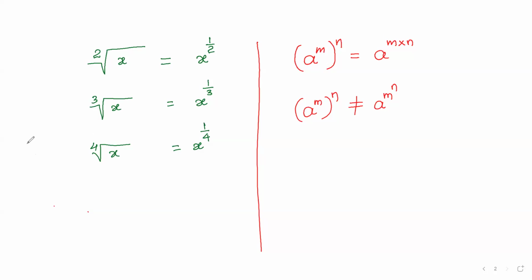Let me tell you one example here so that you can understand very well. Suppose 3 square means what? 3 times 3 only. Is it clear?